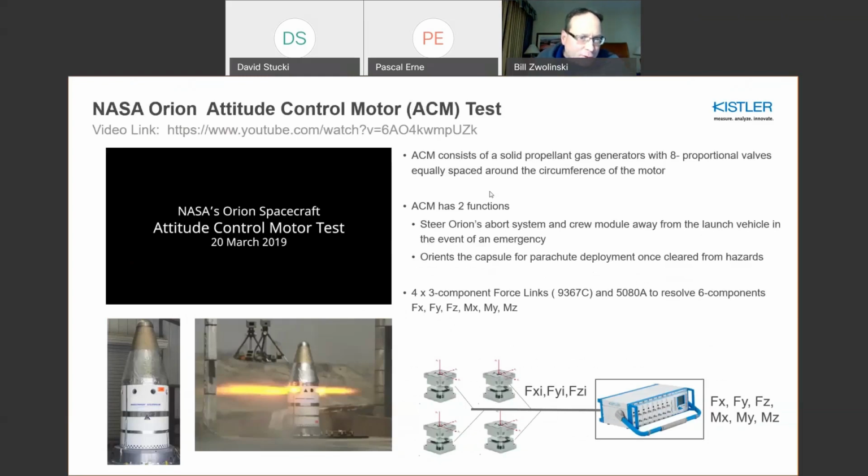That was supposed to show you the actual test, but you have actually a picture here of the firing.